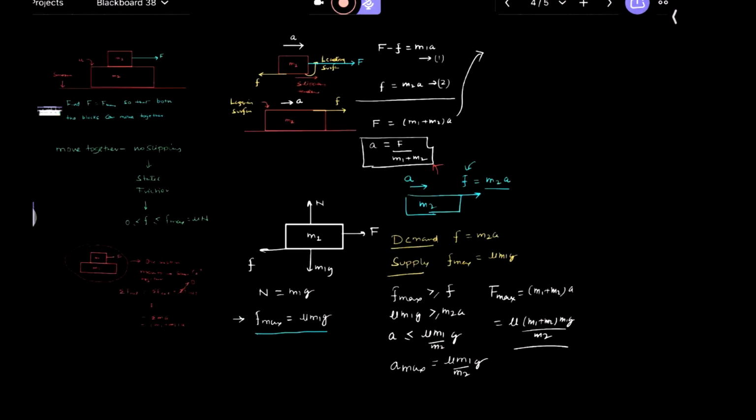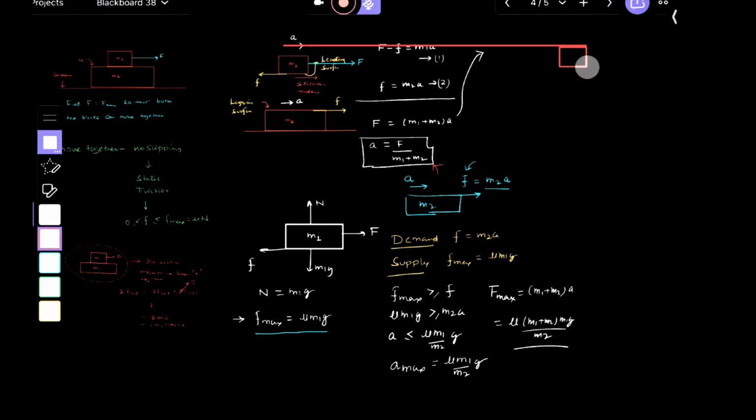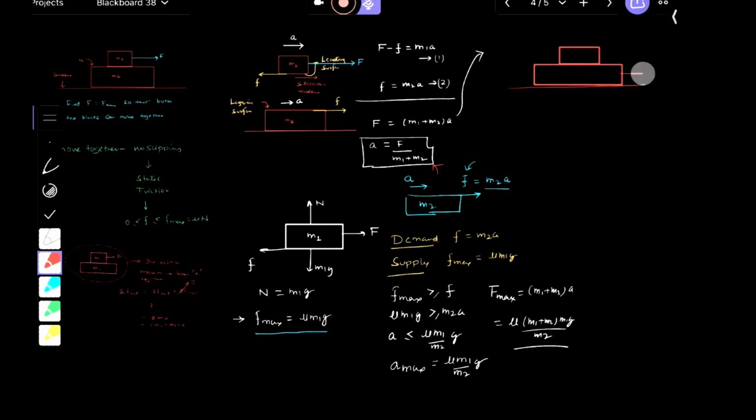I'll write the homework here. Nothing different, same question only. Same question, the force is applied on the lower block. This surface is smooth. Here the coefficient of friction is mu. Find the maximum value of F so that both the blocks can move together.